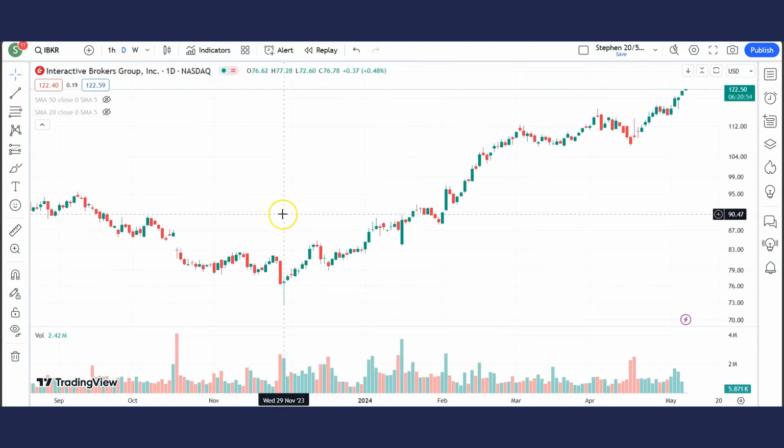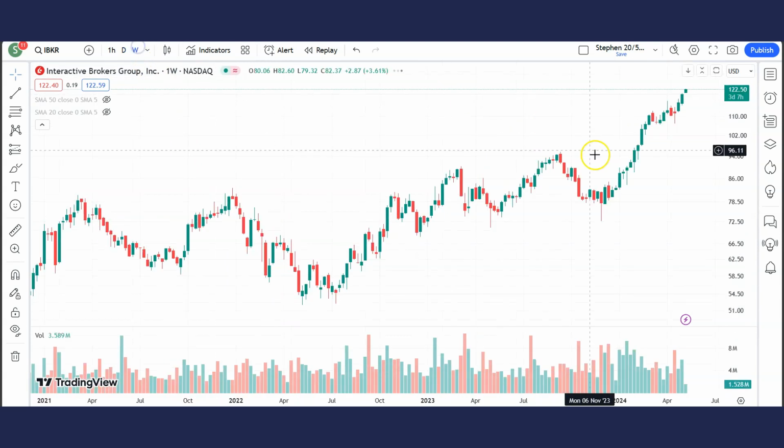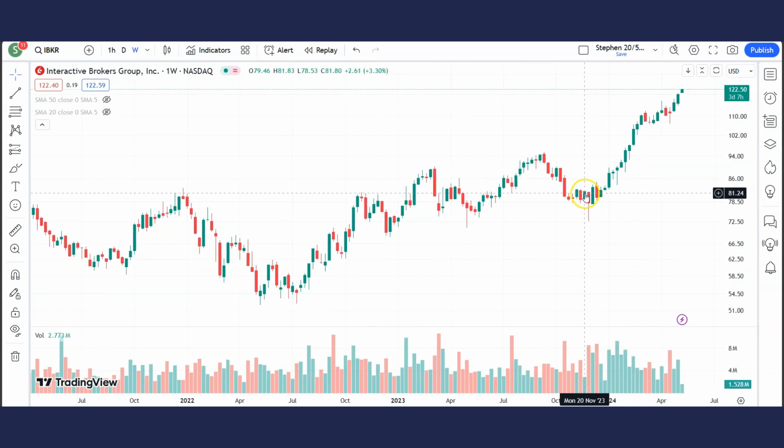Yep, in November 2023, this is the daily chart, and this is the weekly chart. So the daily chart has a bottoming tail, and the weekly chart has a bottoming tail here, right? And then you can see how powerful the move up. Now, where is the third bottoming tail?